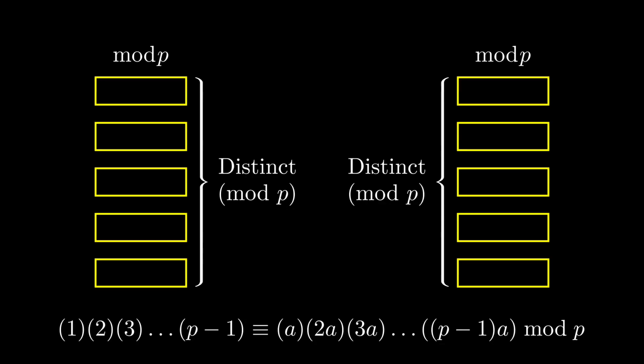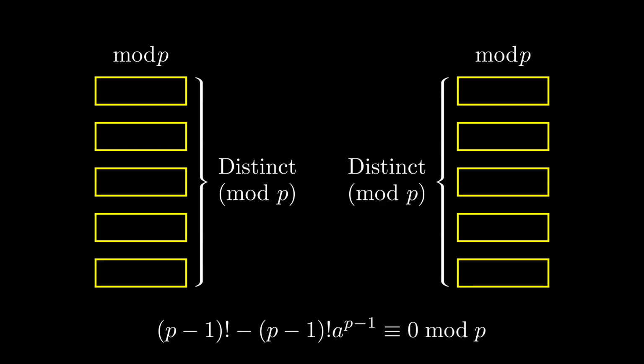And notice now, on the left side we have 1 times 2 times 3 up to p minus 1. That's p minus 1 factorial. And on the right side, well, first of all, we have p minus 1 a's multiplied together. So that's a to the power of p minus 1. But we also have p minus 1 factorial because we have 1 times 2 times 3 up to p minus 1. And so on the right side of the congruence, we have p minus 1 factorial times a to the power of p minus 1.